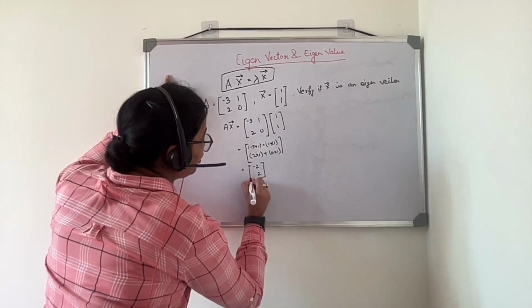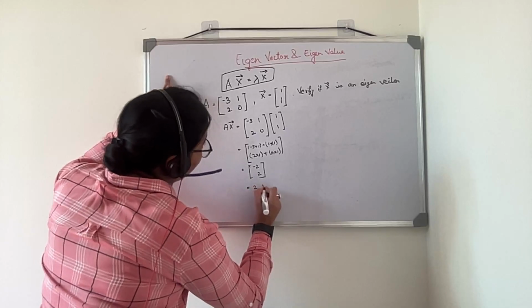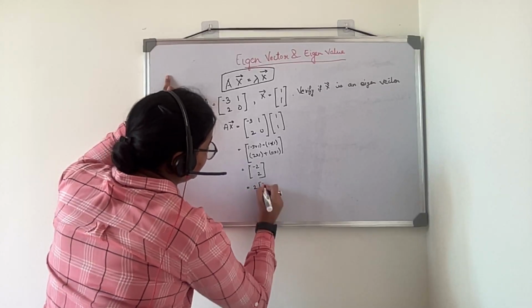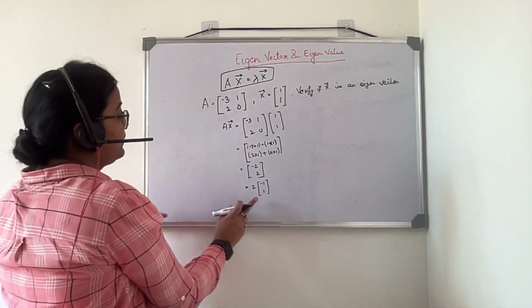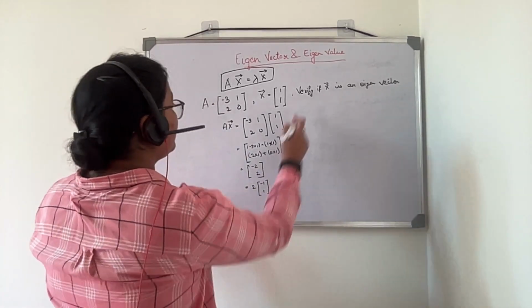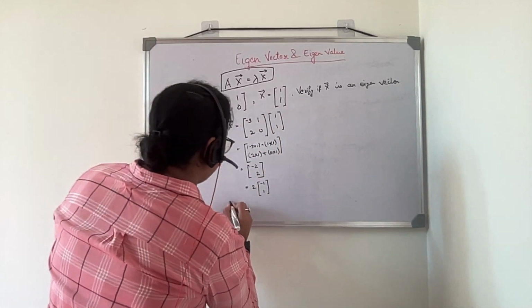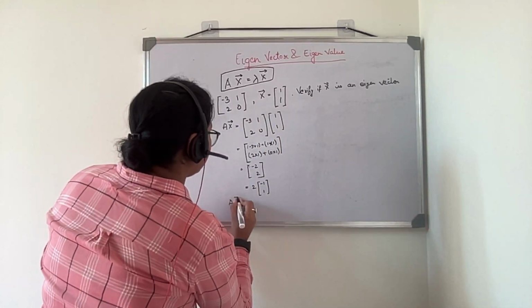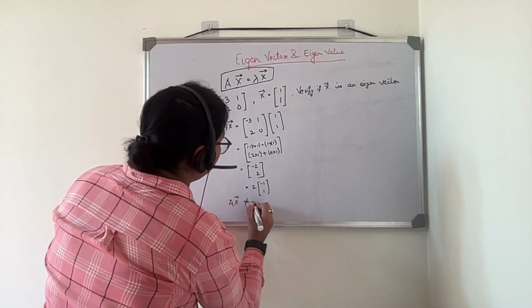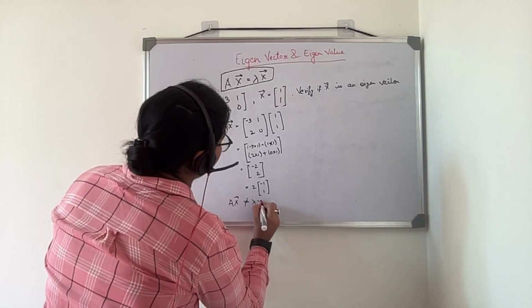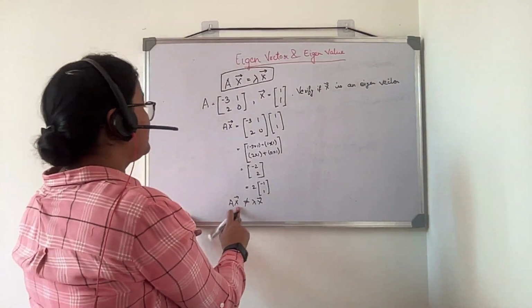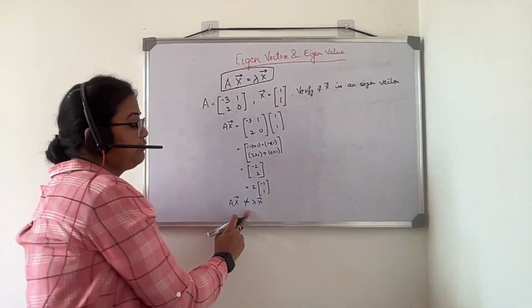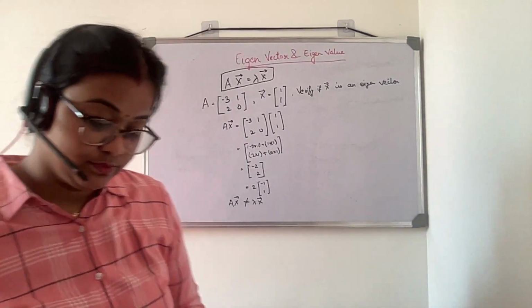Hence we can take 2 common from here, which we get as -1 and 1. Hence this is not equal to x bar. So we say A into x bar is not equal to lambda times x bar. Therefore x is not an eigenvector here, and we cannot find the eigenvalue also.